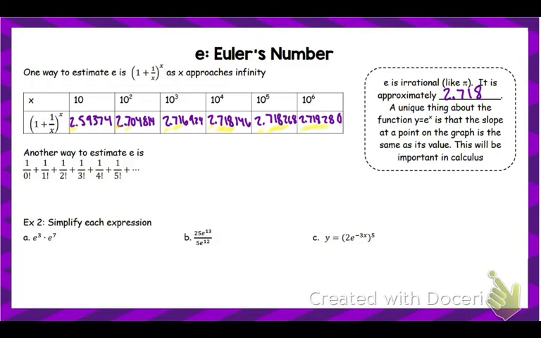Another way you can estimate e is using this factorial formula. If you take all of these factorials and you keep going and add them up as close to infinity as you can possibly get, that's going to give you the closest you can get to the value of e.